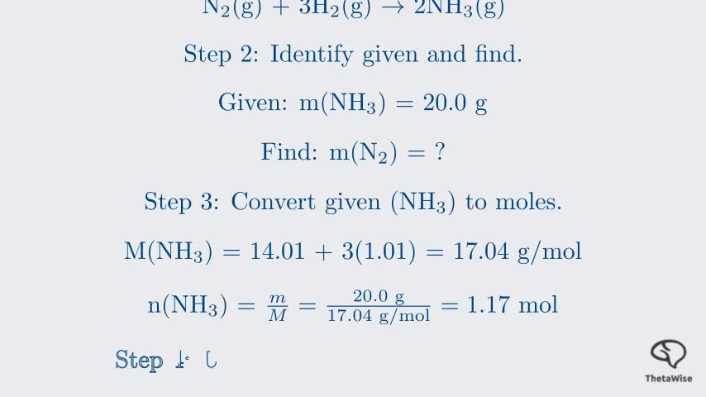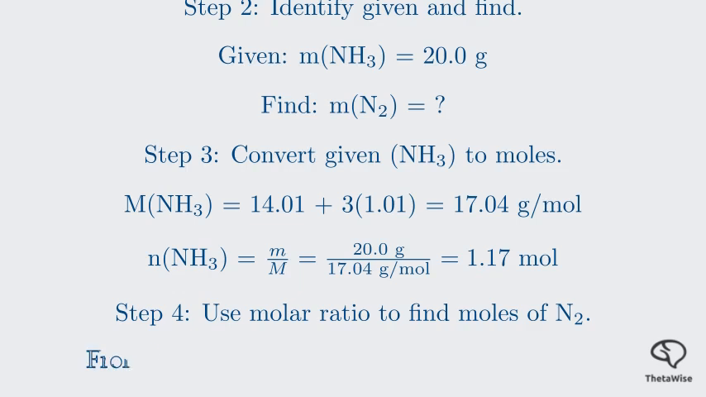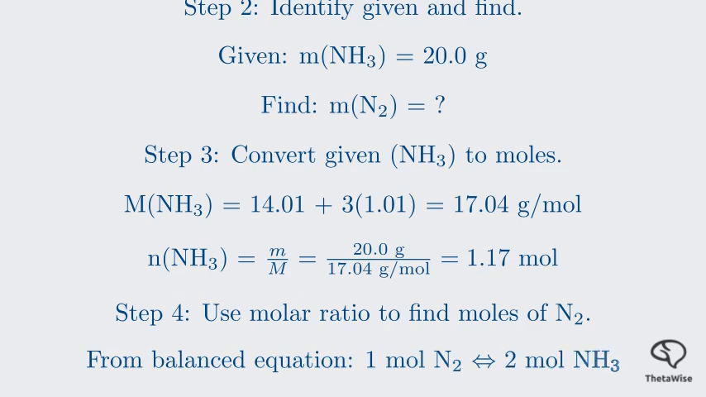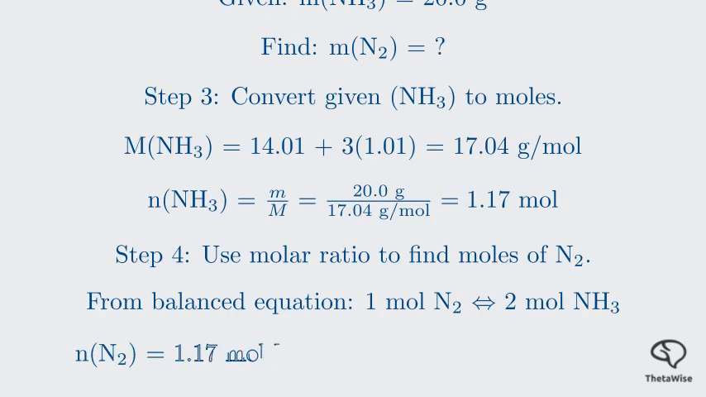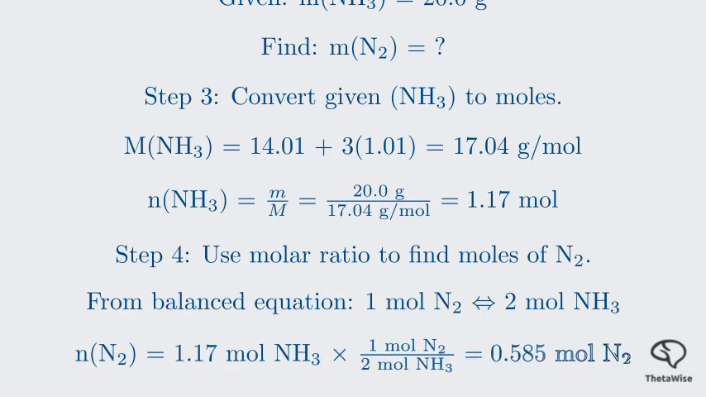Step 4. Use the molar ratio to convert from moles of ammonia to moles of nitrogen. The balanced equation shows that for every 2 moles of NH3 produced, 1 mole of N2 is used. So we multiply our moles of ammonia by the ratio 1/2, which gives us 0.585 moles of nitrogen.